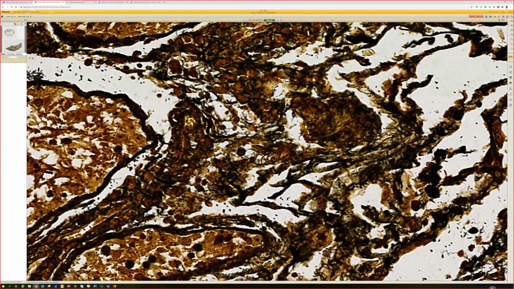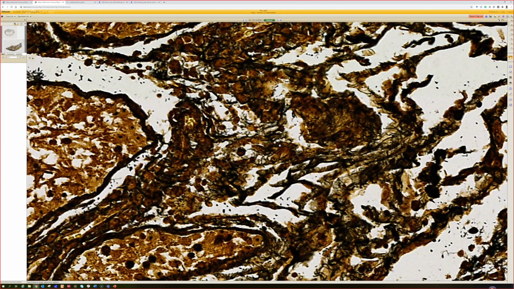This is why I don't like Steiner and Warthin-Starry. There are black little spirochetes in here, but there's so much background stain. And I have seen examples that were very good. I think it's somewhat dependent on the lab and the skill of the histotechs in doing this.